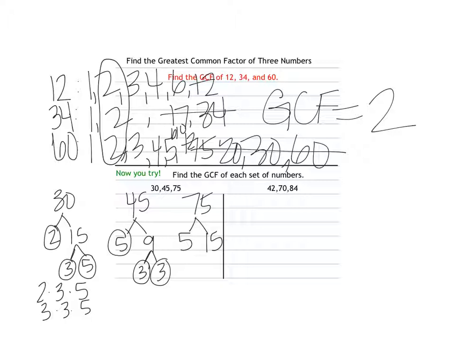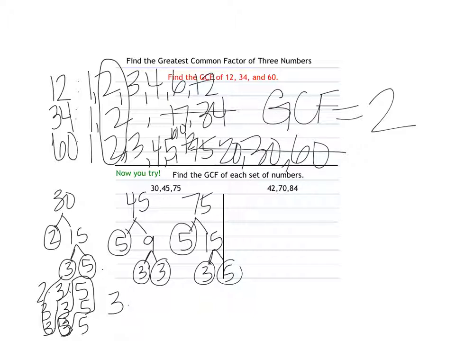15, 30, 45, 60, 75. And then that's 3 and 5. So 3 times 5 times 5. So I can see that they each have a 3. I can see that they each have a 5. So it'd be 3 times 5 equals 15.